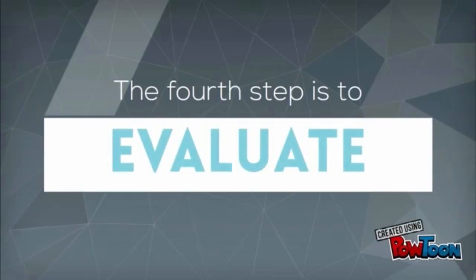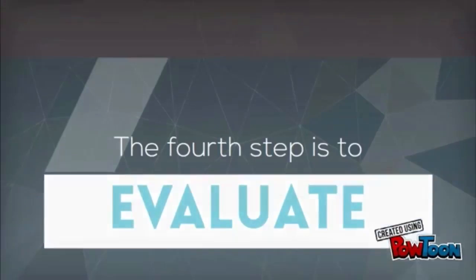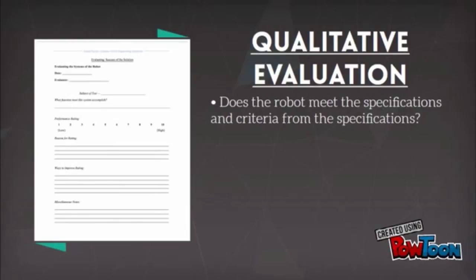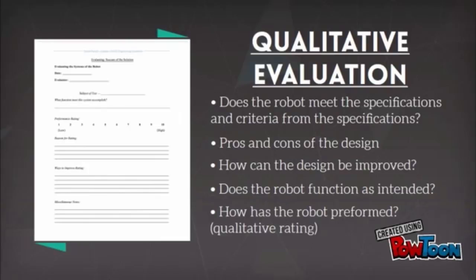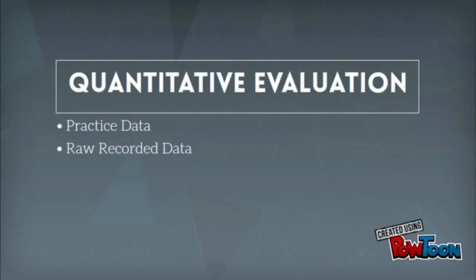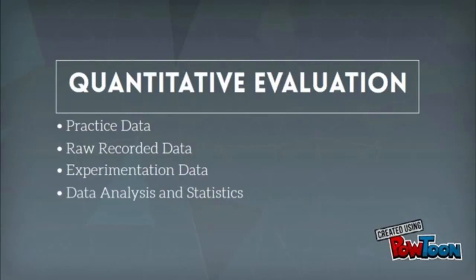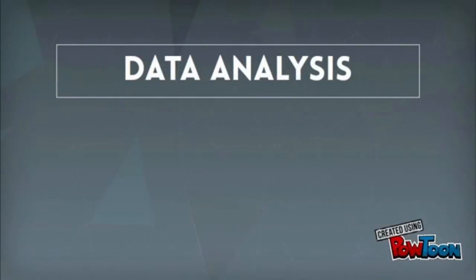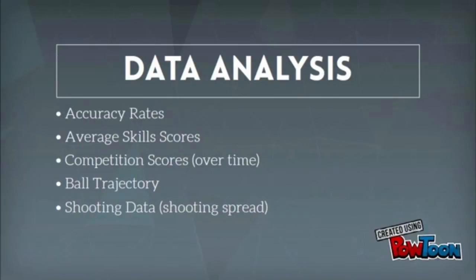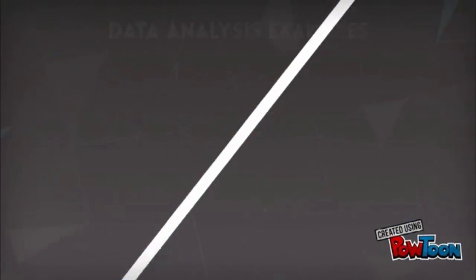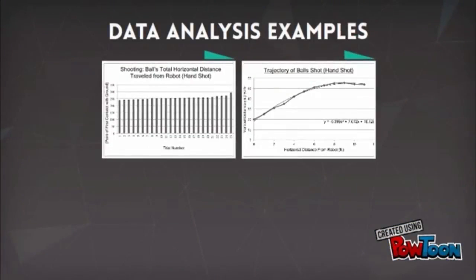The fourth step in the design cycle is to evaluate. Remember to do these types of qualitative evaluation. As well as these types of quantitative evaluation. Data analysis should consist of accuracy rates, average skill scores, competition scores, ball trajectory, shooting data, and robot design information. Here are some examples of data analysis.